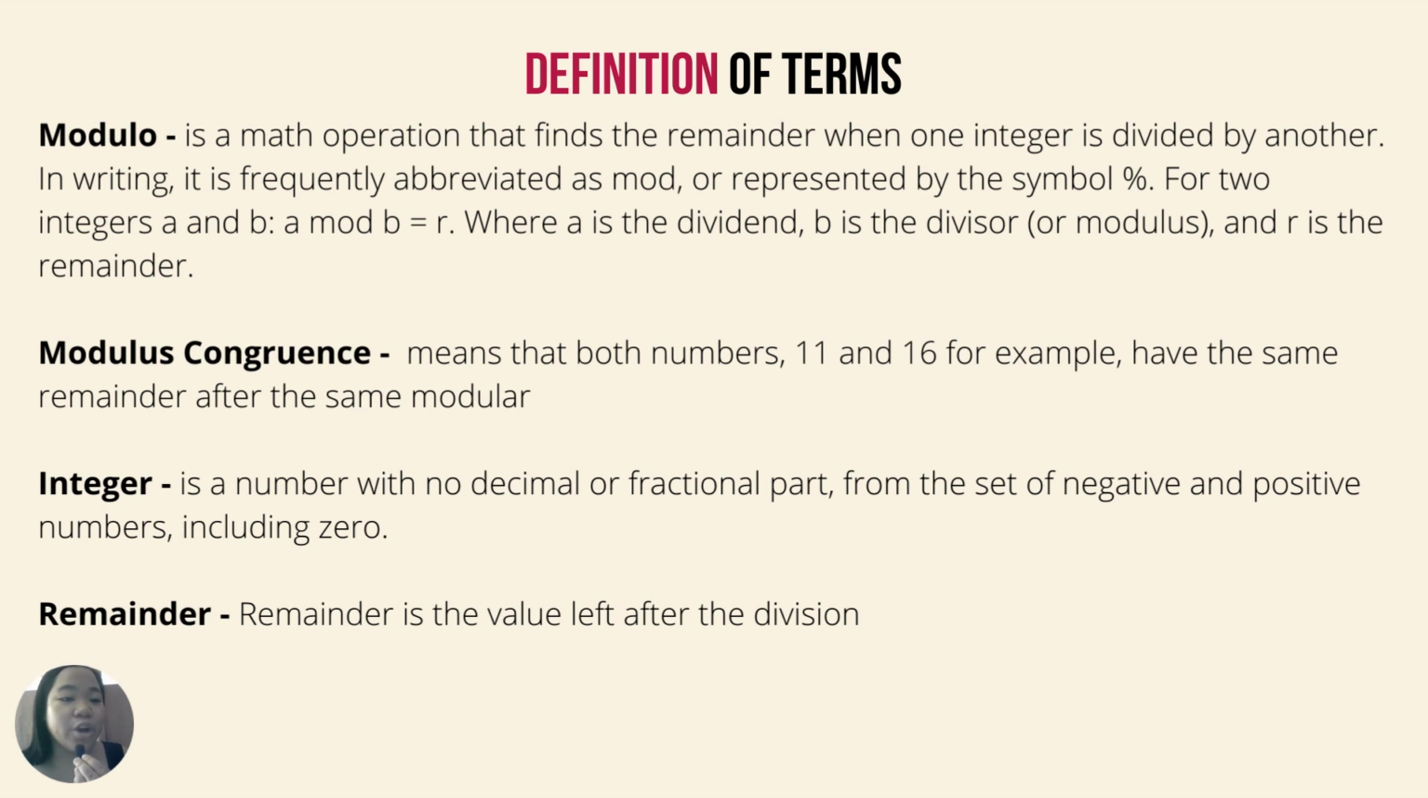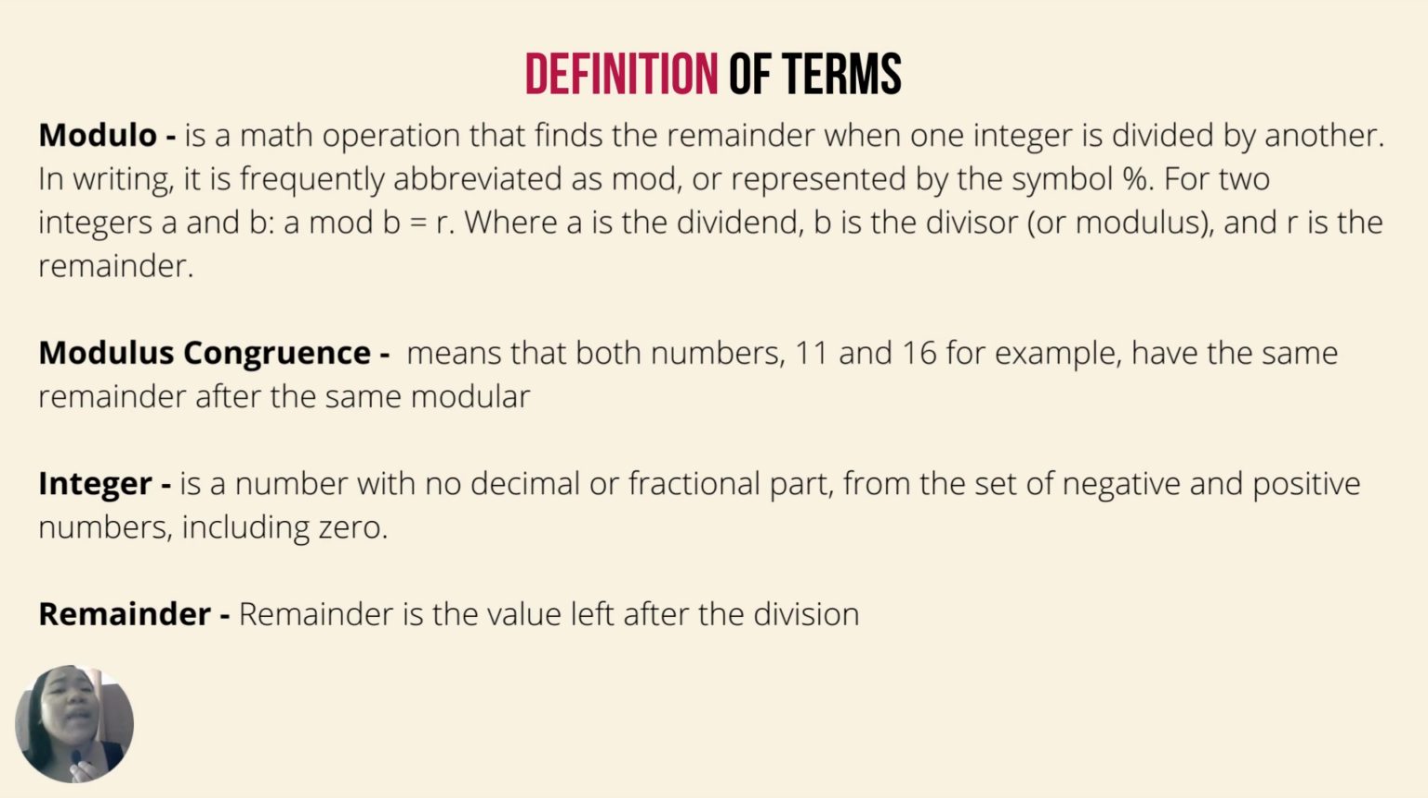Second word, we have here modulus congruence. It means that both numbers, for example, 11 and 16, have the same remainder after the same modulus. That is the definition of modulus congruence.